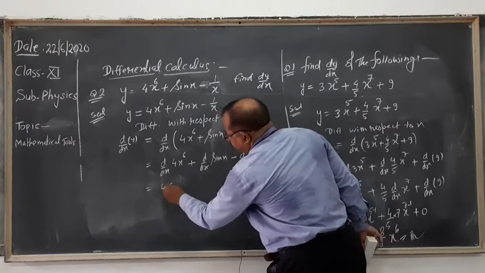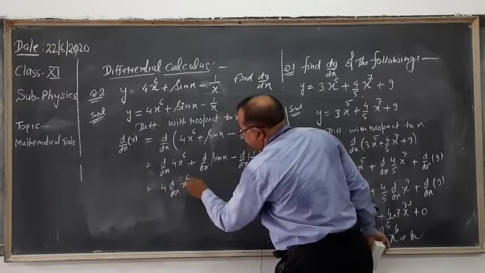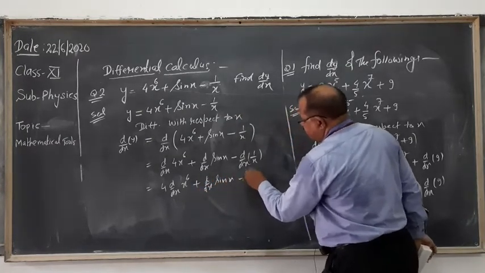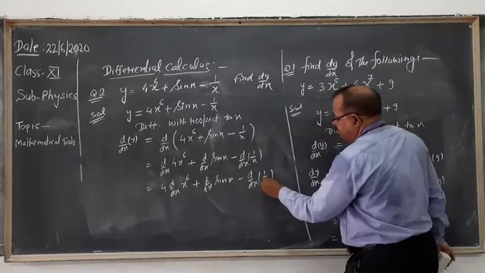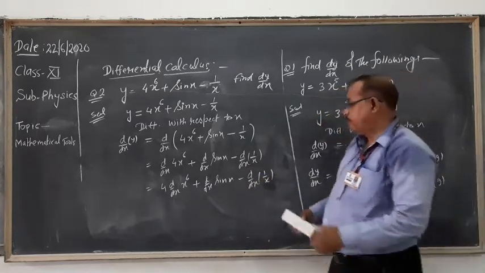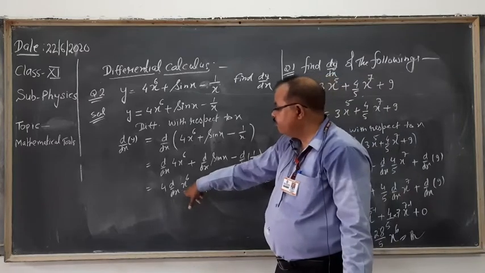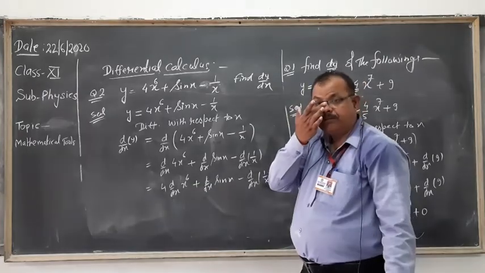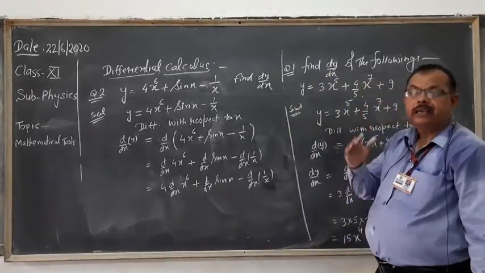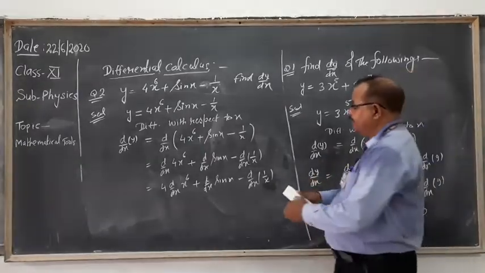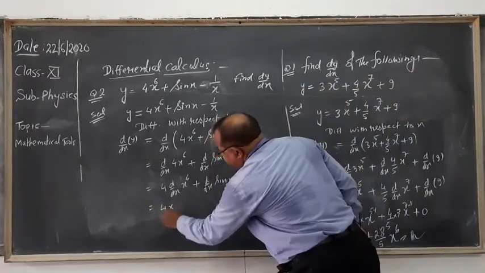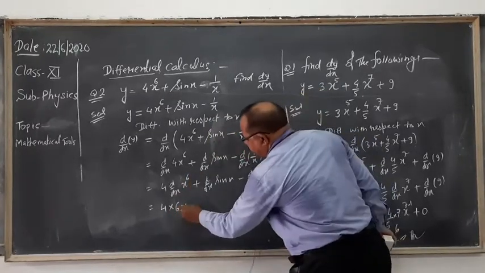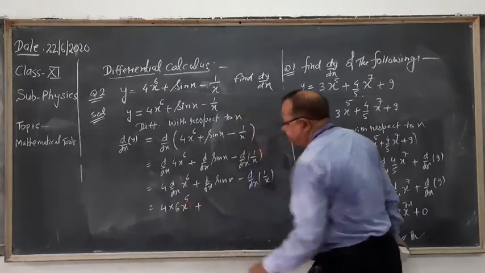This is 4 into d upon dx x to the power 6, d upon dx sin x, d upon dx 1 upon x. Now we can use the first formula here, d upon dx of x to the power n. So, children, you know what is d upon dx of x to the power n? x to the power n means n x to the power n minus 1. So, first, x to the power 6 is 6 into x to the power 6 minus 1, which is 5.